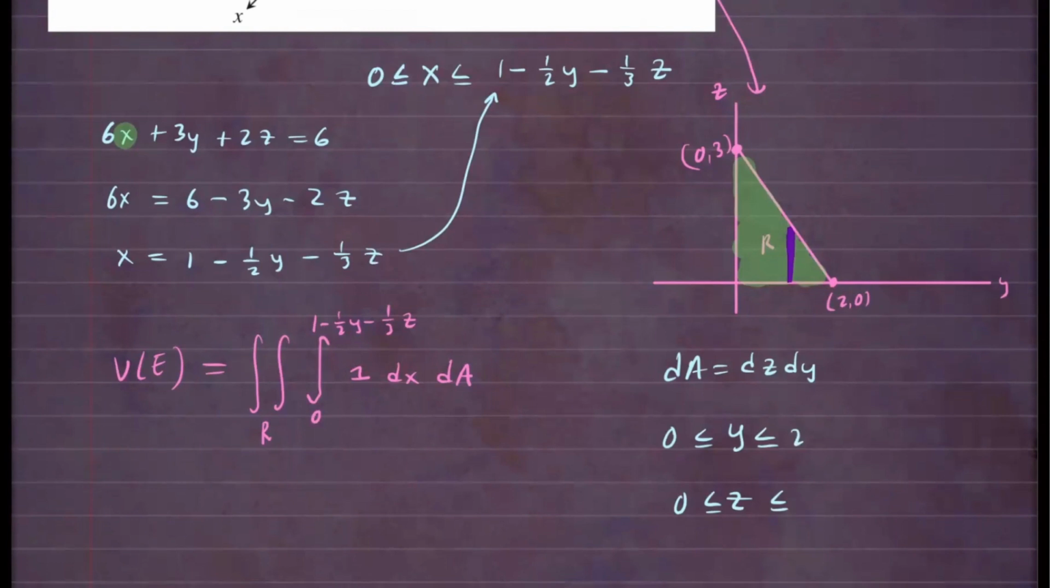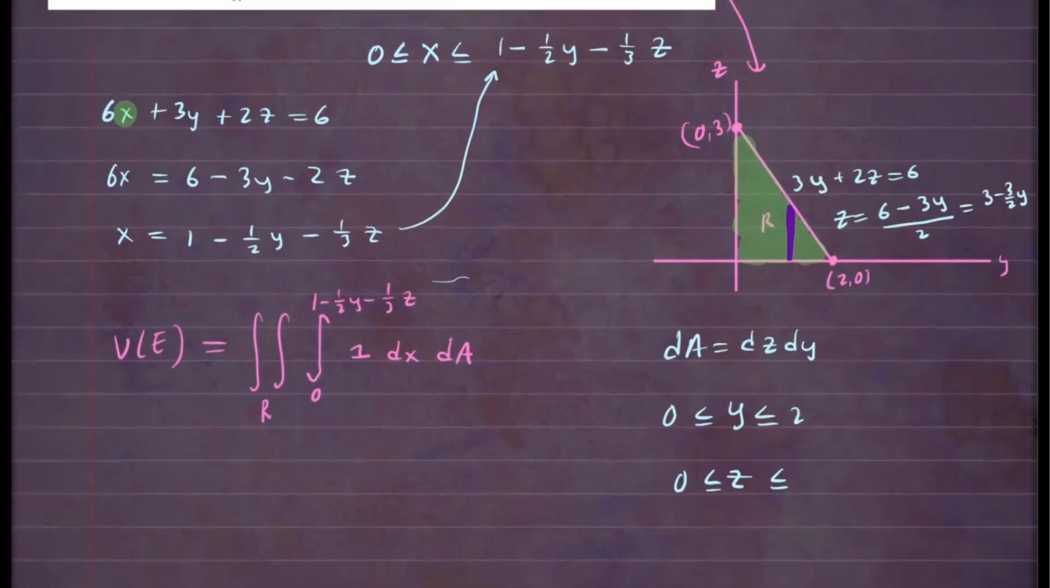The equation of that line is pretty much the equation of the plane, except your x component is 0. So you know this is going to be 3y plus 2z equals 6. And then you solve for z in terms of y. So z is going to be (6 minus 3y) divided by 2. And then you simplify that. That's 3 minus 3/2 y. So that's the upper bound for z. So you'll have 3 minus 3/2 y.